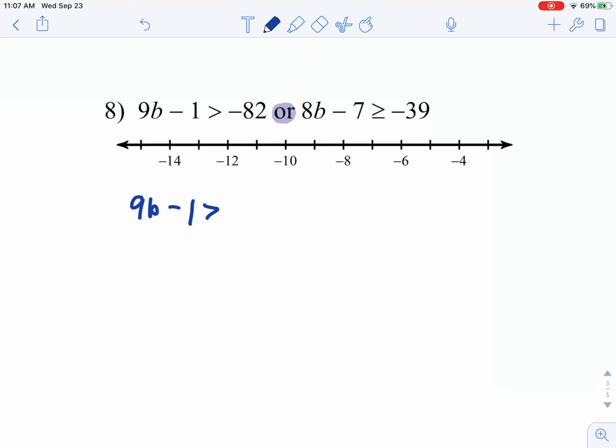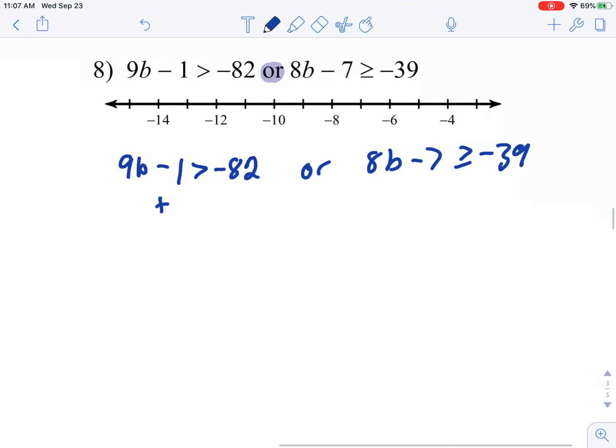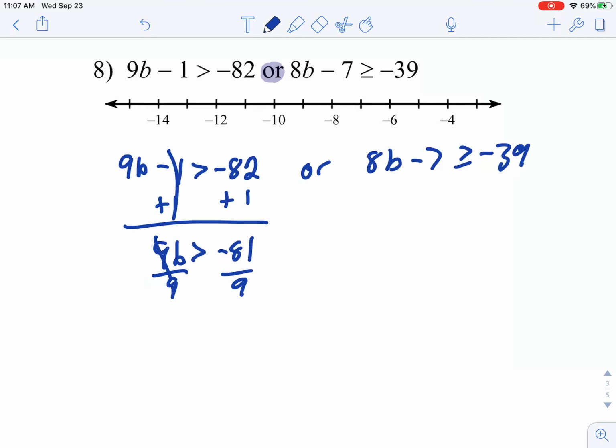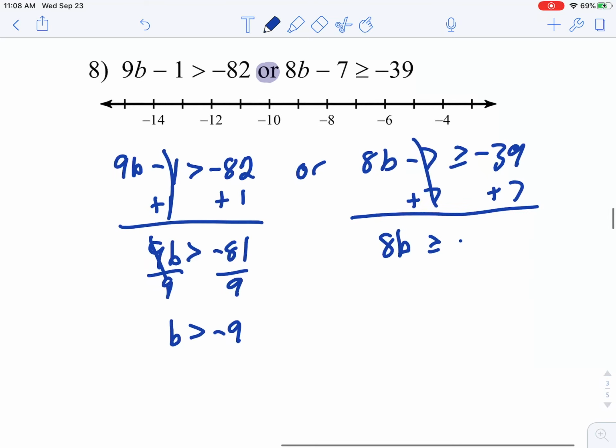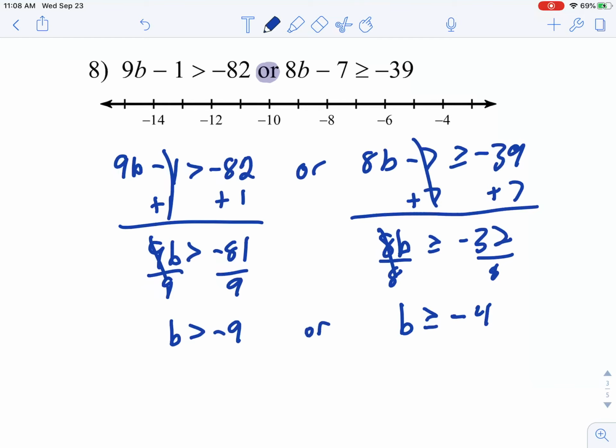9b minus 1 greater than negative 82, or 8b minus 7 greater than or equal to negative 39. Let's go through the steps. Plus 1, 9b greater than negative 81, divide by 9, b is greater than negative 9. Let's work out the other one. Plus 7, 8b greater than or equal to negative 32. Divide by 8, b greater than or equal to negative 4. And then we put the word OR here.